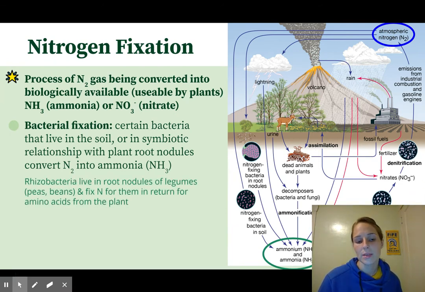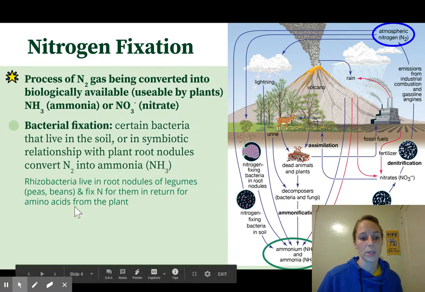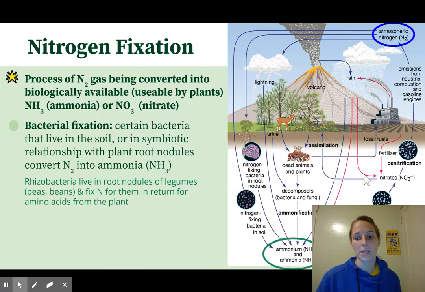Now, this bacteria that lives in the root nodules is called rhizobacteria. And some plants that do have this symbiotic relationship in the roots is going to be some legumes, such as peas or beans, and they fix nitrogen for them in return for amino acids from the plant. So remember from our ecosystem notes that the symbiotic relationship there, they're both benefiting. It would be two positives, and that's because the rhizobacteria are going to get the amino acids from the plant, and the plant is going to get the nitrogen from the rhizobacteria. So it's a nice little symbiotic relationship there.